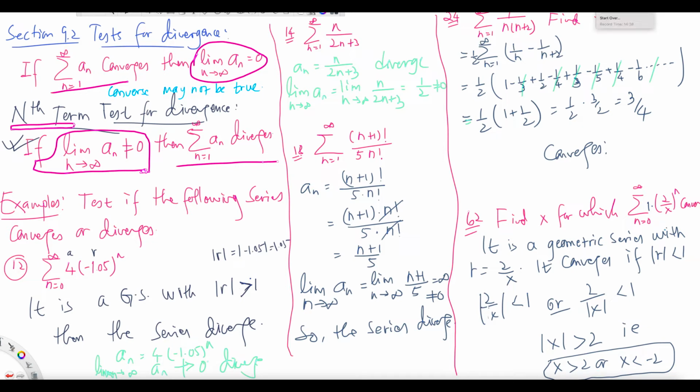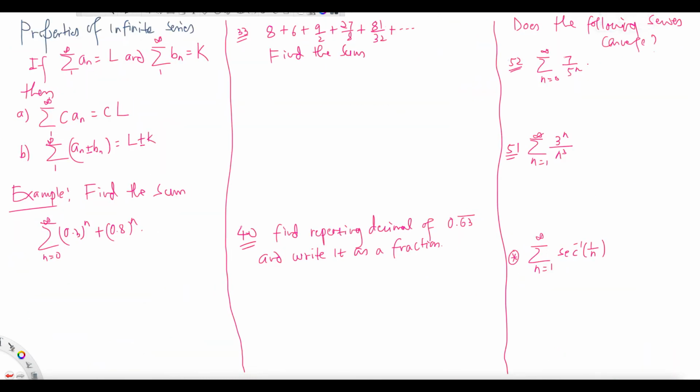Okay guys, all right, let us see some more examples. Before I give you some examples, let us see very basic rules or properties of infinite series. If there is one infinite series an whose sum is L, and suppose there is another infinite series bn whose sum is k, then for a constant times an, you can pull that constant out, find the summation of an, and write c times L. Similarly, for the sum or difference of two infinite series, their sum will be the sum or difference of each series.